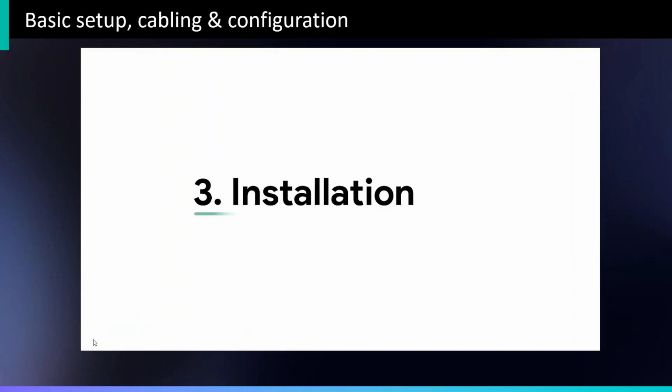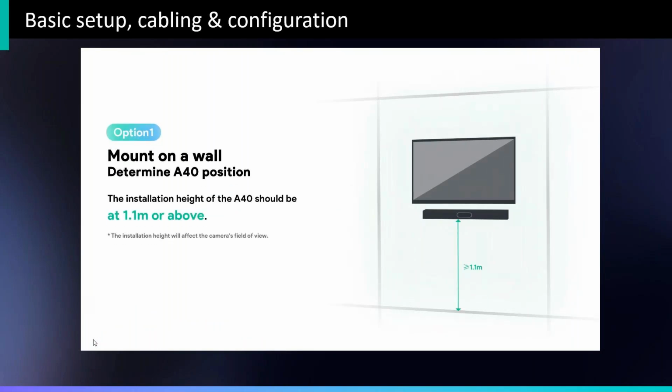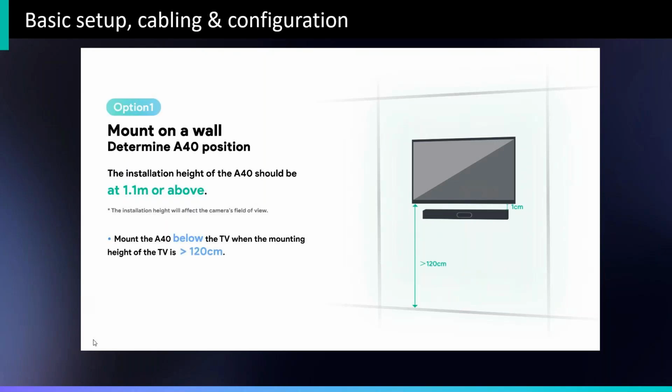Three, installation. Option 1. Mount on a wall. Step 1. Determine A40 position. The installation height of the meeting bar A40 should be at 1.1 meters or above. The installation height will affect the camera's field of view. Mount the A40 below the TV when the mounting height of the TV is greater than 120 centimeters. Mount the A40 above the TV when the mounting height of the TV is less than 120 centimeters. Mark the holes.